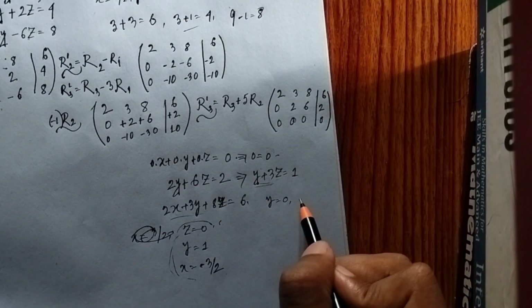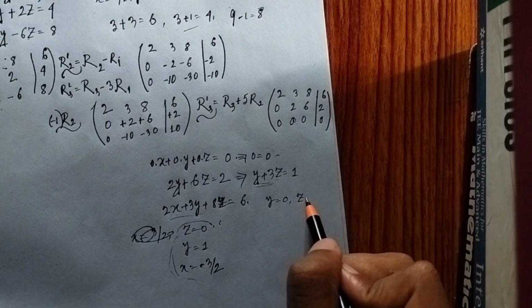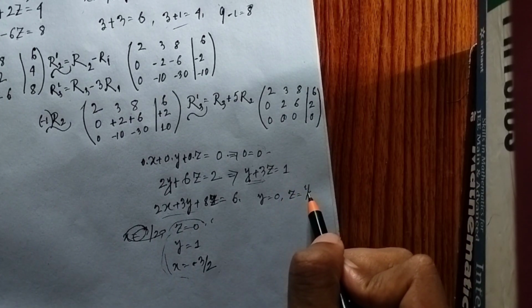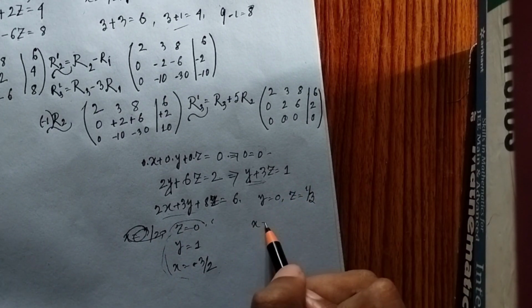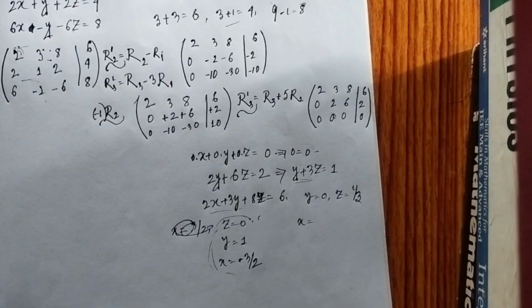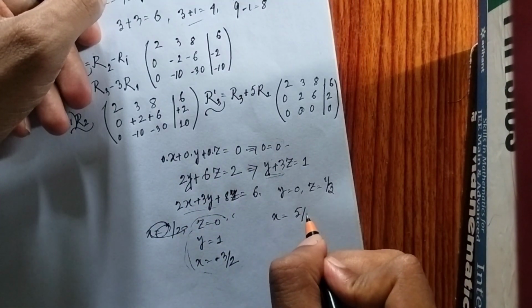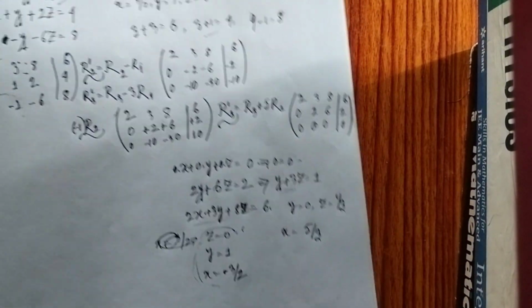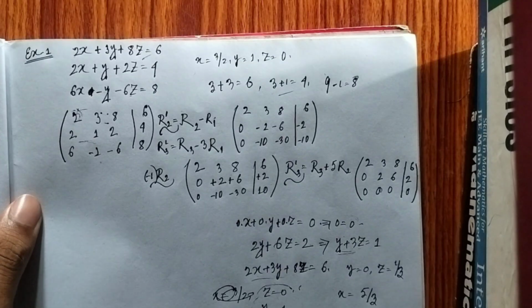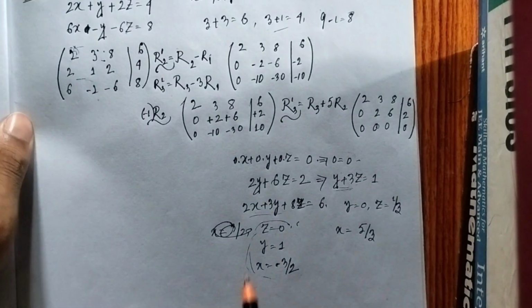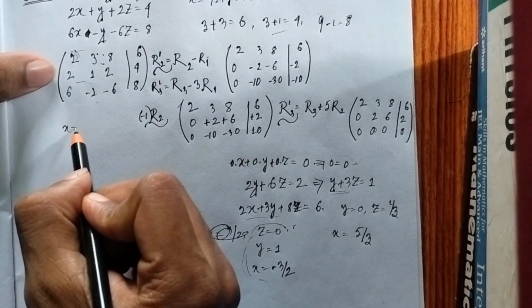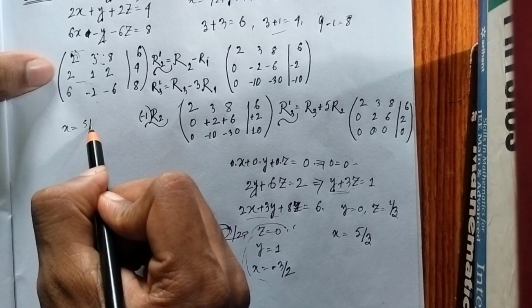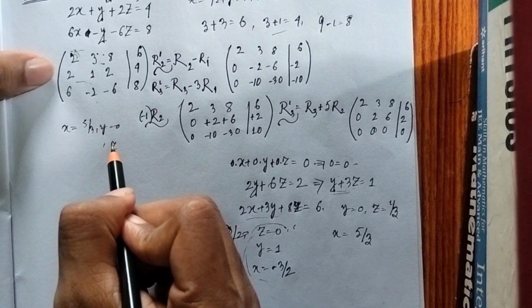If y equal to 0, that means z equal to 1 by 3, and what will be the value of x? x will be 5 by 3. You just calculate, I calculated it and just put the value here. So now for this case, we have x equal to 5 by 3, y equal to 0, and z equal to 1 by 3.